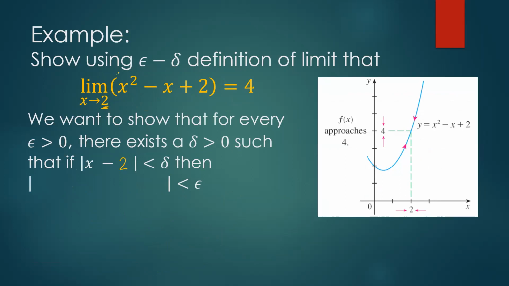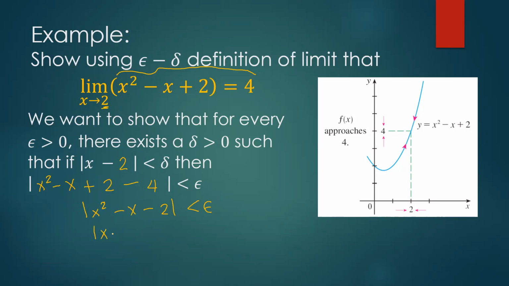Tapos, ito naman, isa-subtract. That's x squared minus x plus 2, and then we have minus 4. We can simplify that. That will be the absolute value of x squared minus x minus 2 less than epsilon. Okay, so notice that we can factor this. Again, our goal is to establish a relationship between epsilon and delta.